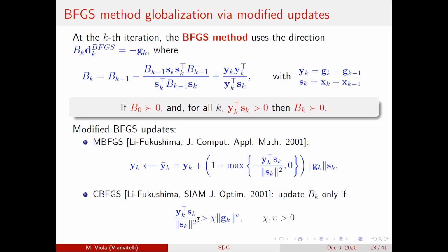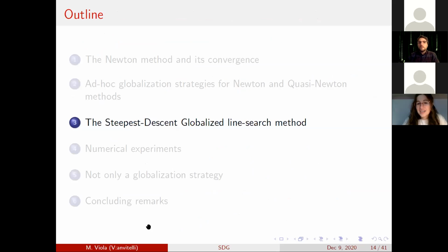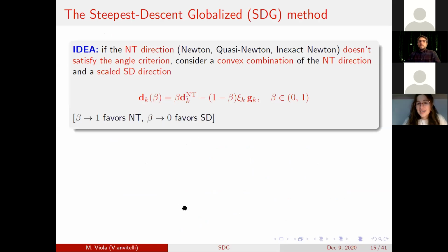So now we have seen what has been done in literature, and it's time to introduce our idea. Our idea is to introduce something which is more flexible and which can be adapted to various Newton type methods. So what is the steepest and globalized line search method idea? Suppose that you're at some point in which the Newton type direction, which can be Newton, quasi-Newton, inexact Newton, or whatever you like, does not satisfy the angle condition you need for convergence of the line search method.